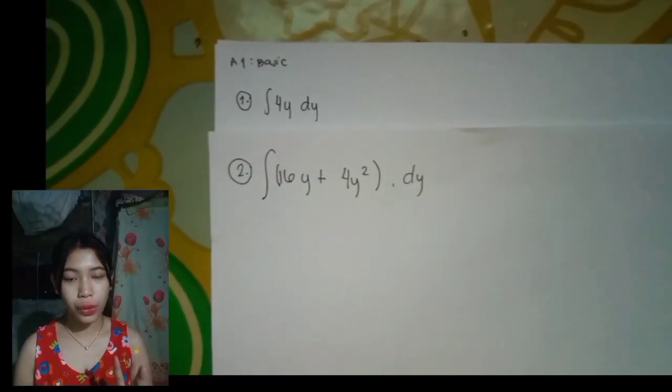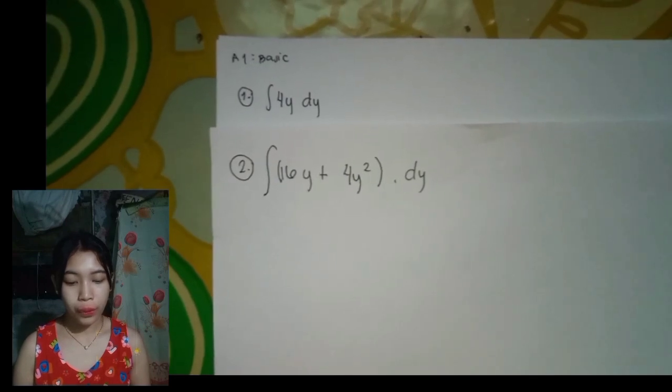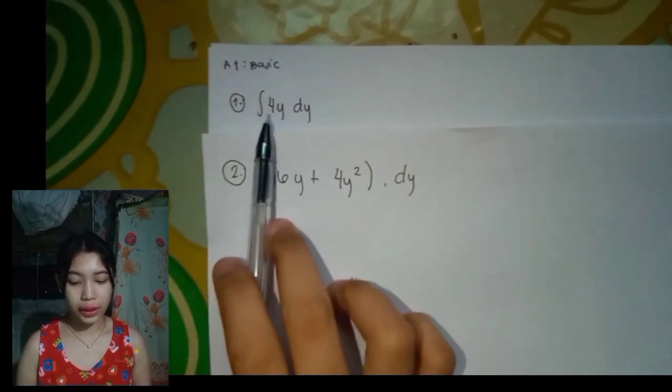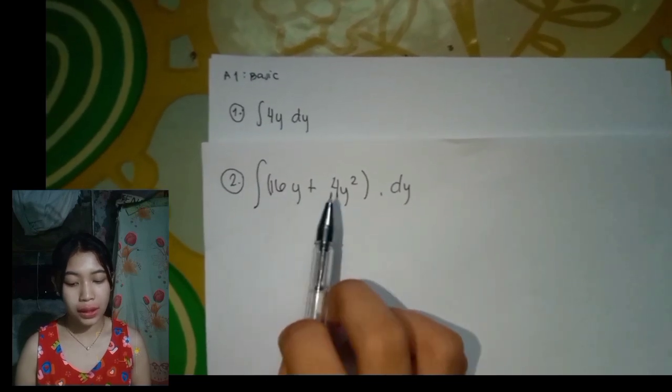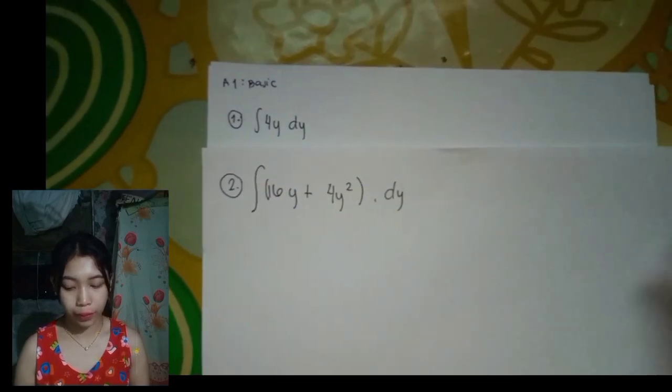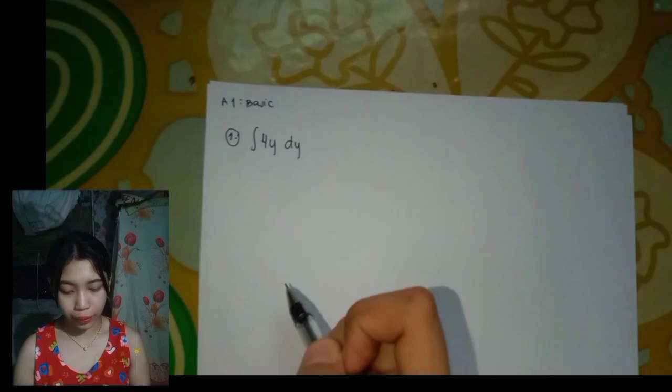Everyone, I have two examples of A1 basic. The first example given is the integral of 4y dy, and the second example is the integral of 16y plus 4y squared dy. Let's start with the first example. We are solving the integral given.